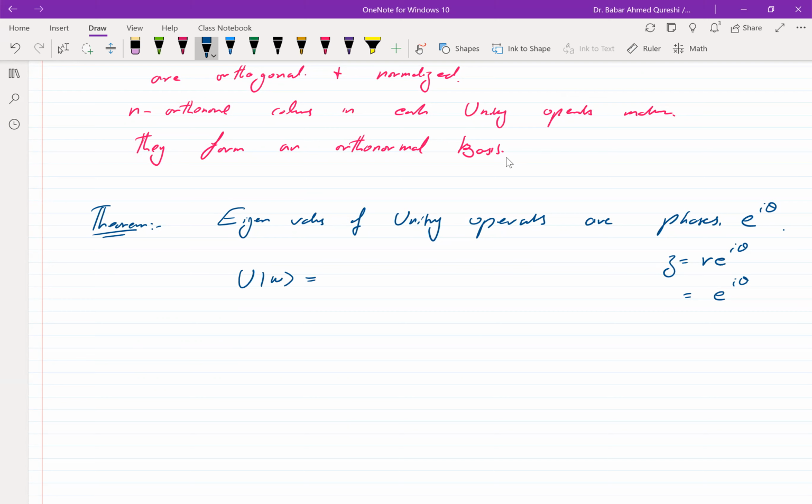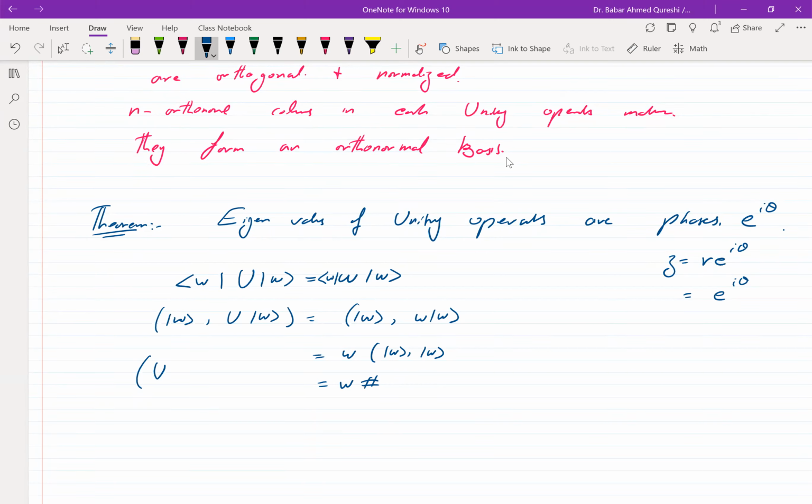So this is some complex number W. The eigenvalue is some complex number W. But again, just like I did before, I take the scalar product with U. And let me write it in the old notation, it will be a little bit more clear. So this comes out. Now this goes and hits over here.